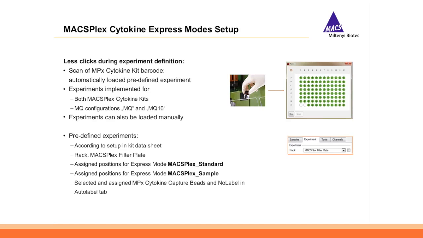What are the contents of our predefined experiments? We have set them up according to the setup in the kit datasheet. They use our MACSPlex filter plate as a rack, and they have assigned positions for the express modes MACSPlex Standard and MACSPlex Sample. And they also have the auto label for the MACSPlex Cytokine capture beads and the no label selected and assigned. So now perhaps there comes the question, why should I use auto label?